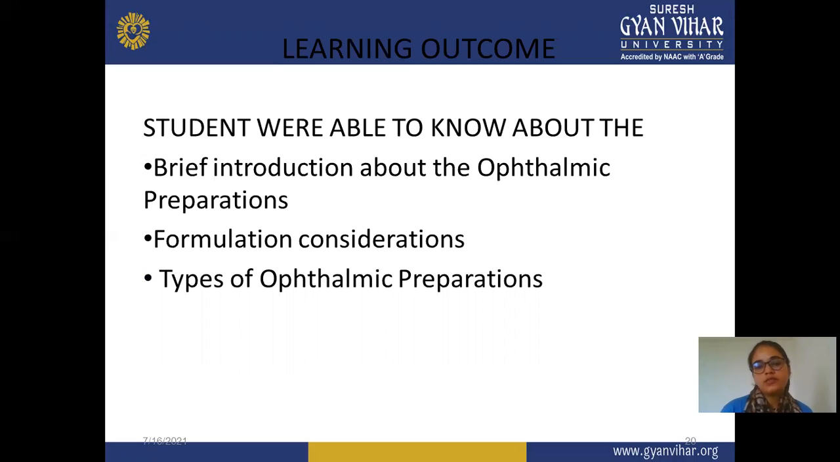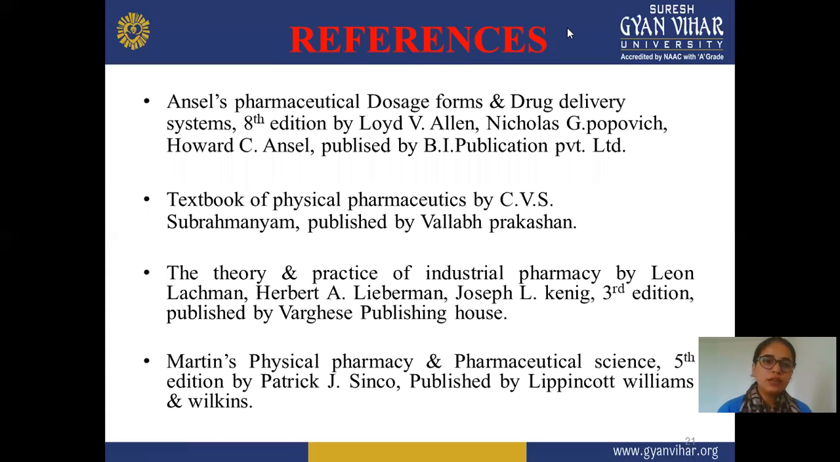And next is the formulation consideration. In this, we see the different requirements or considerations that are required for manufacturing of these ophthalmic preparations. Next is the types of ophthalmic preparation, including contact lenses. These are the outcomes.